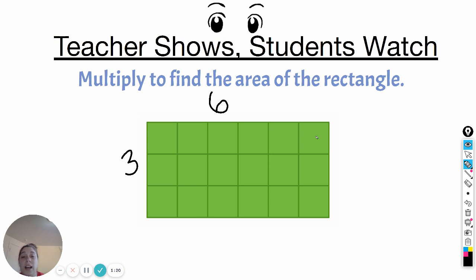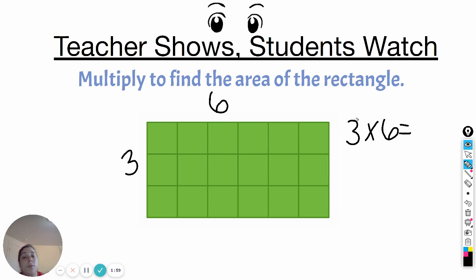And if you notice, this kind of looks like an array when we were doing arrays for multiplication, where these are our rows. There's 3 rows, and there's 6 columns going up and down, okay? So that's why we can multiply to find the area. We have 3 and 6, which is just like 3 rows of 6, or 3 groups of 6. So we can multiply 3 times 6 to figure out how many square units this rectangle is big.